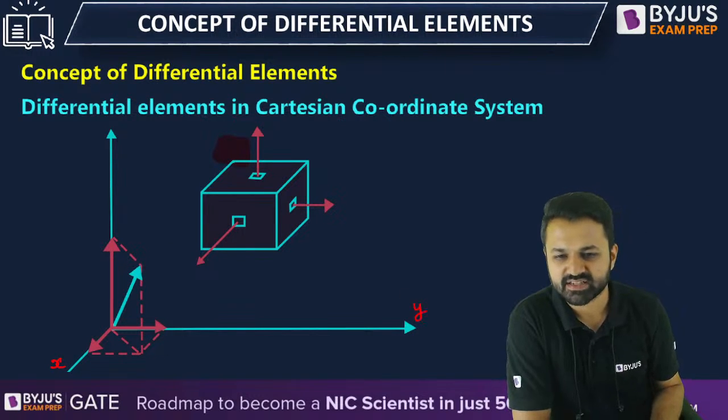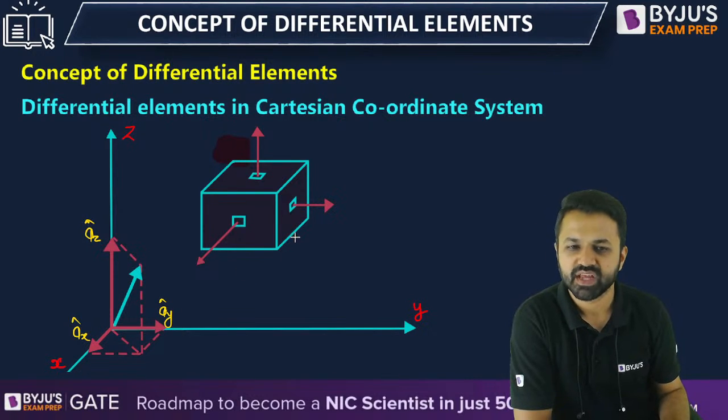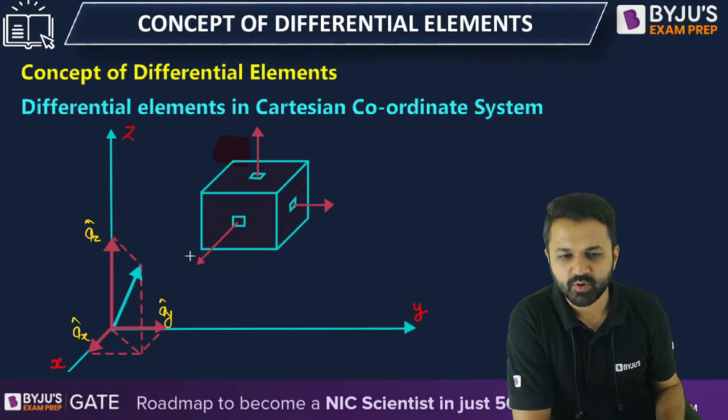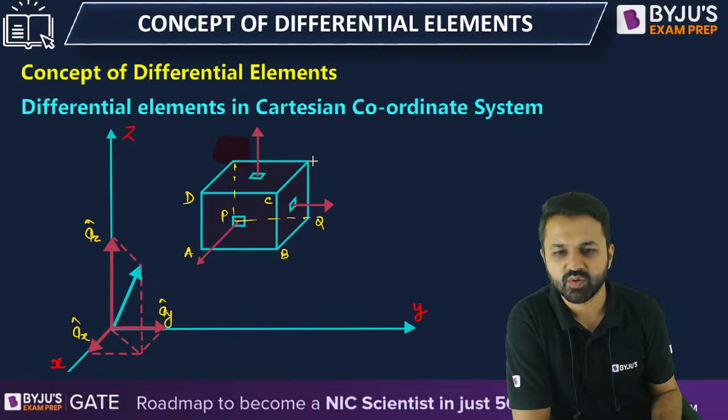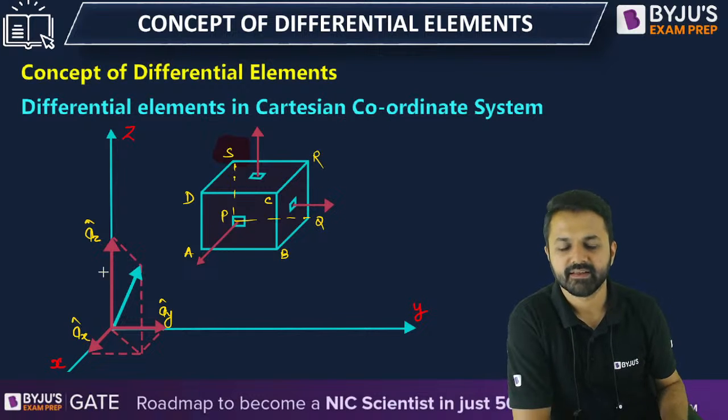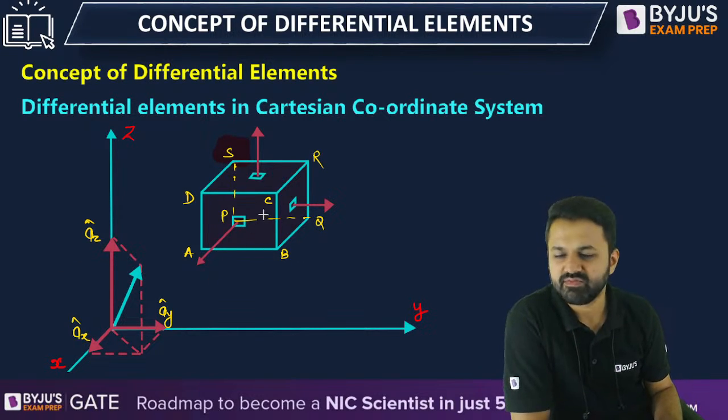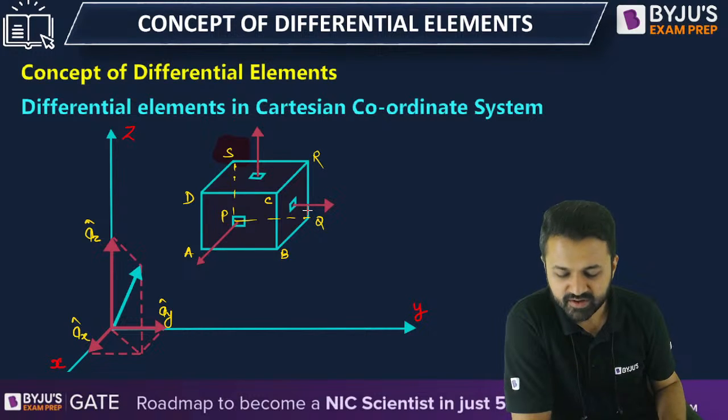This is my x axis, y axis, and z axis, and my unit vectors are ax in the direction of x, ay in the direction of y, and az in the direction of z. Now suppose we have this differential object that I am representing as A, B, C, D, and P, Q, R, and S. These are the different points on this block.